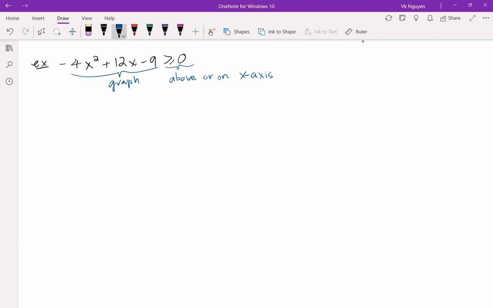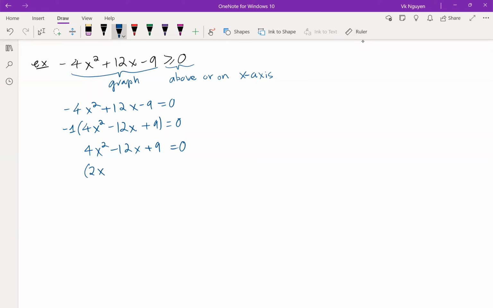First, let's figure out the zeros. Minus 4x squared plus 12x minus 9 equal to 0. To solve for x, we factor the negative 1. 4x squared minus 12x plus 9 equal to 0. And then from here, we can factor this: 2x minus 3 squared equal to 0.